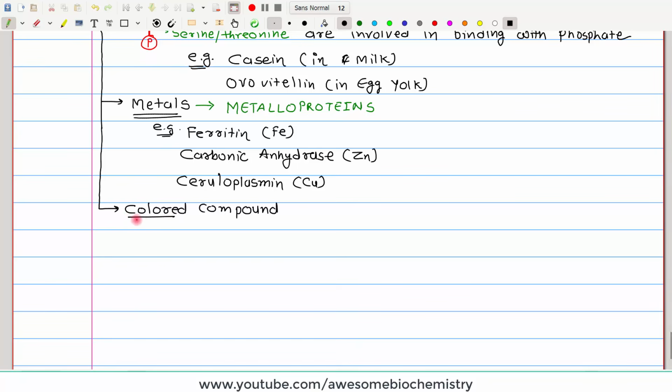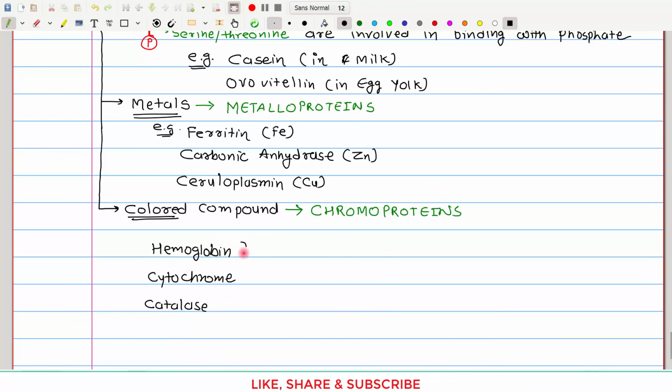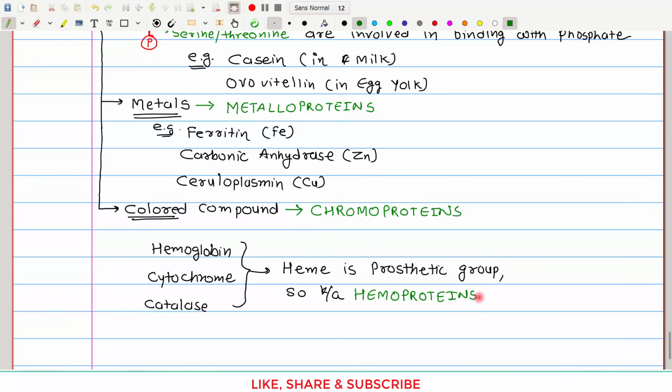Now the last one is the colored compound. Colored compounds can also act as a prosthetic group in case of conjugated proteins. So when a colored compound occurs as a conjugating group or prosthetic group, we can call them chromoproteins. Chromo means color, right? For example, we have hemoglobin, cytochromes, catalase. In all these three compounds, heme is a prosthetic group, so they are also known as hemoproteins, right?